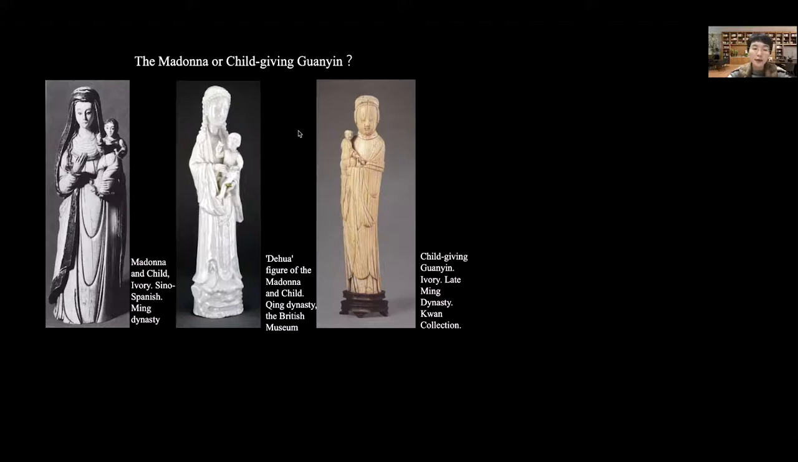During the Ming and Qing dynasty, there are lots of semi-Madonna and semi-child-giving Guanyin like this. A lot of such kind of porcelains and ivories were produced in South China for export.